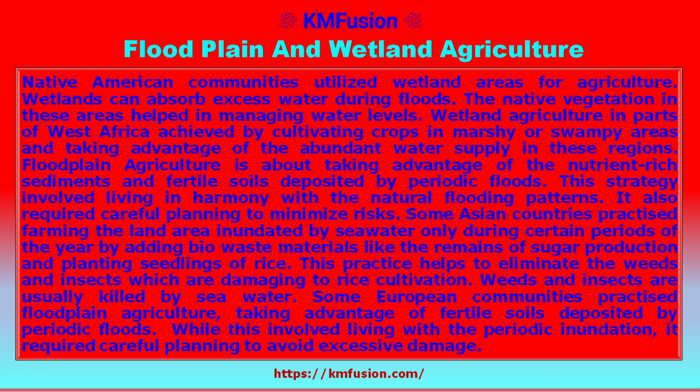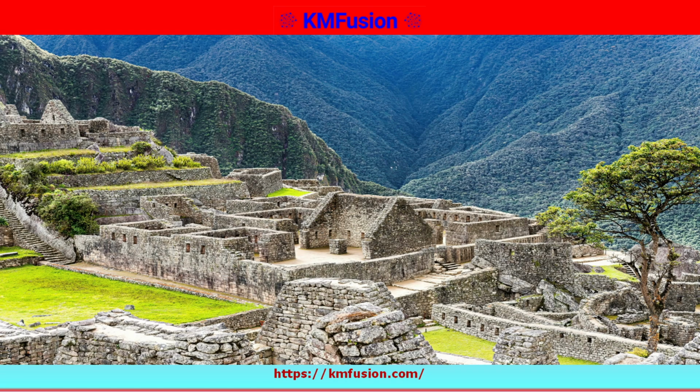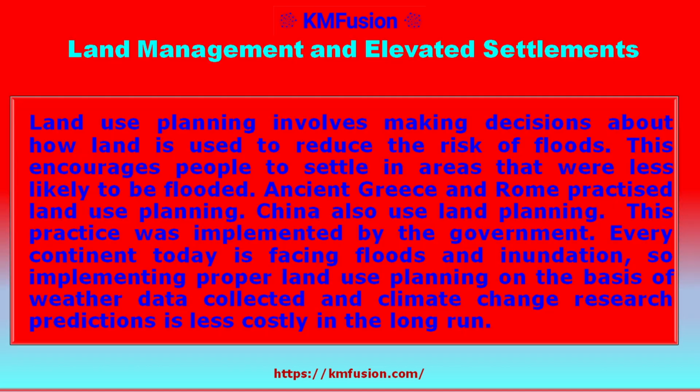Some European communities practiced floodplain agriculture, taking advantage of fertile soils deposited by periodic floods. While this involved living with the periodic inundation, it required careful planning to avoid excessive damage. Land management: elevated settlements on raised platforms or mounds, and seasonal migration.